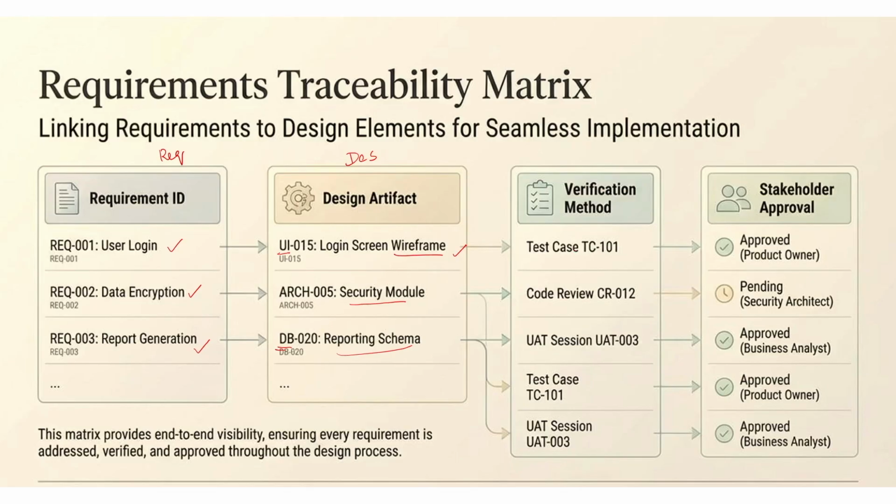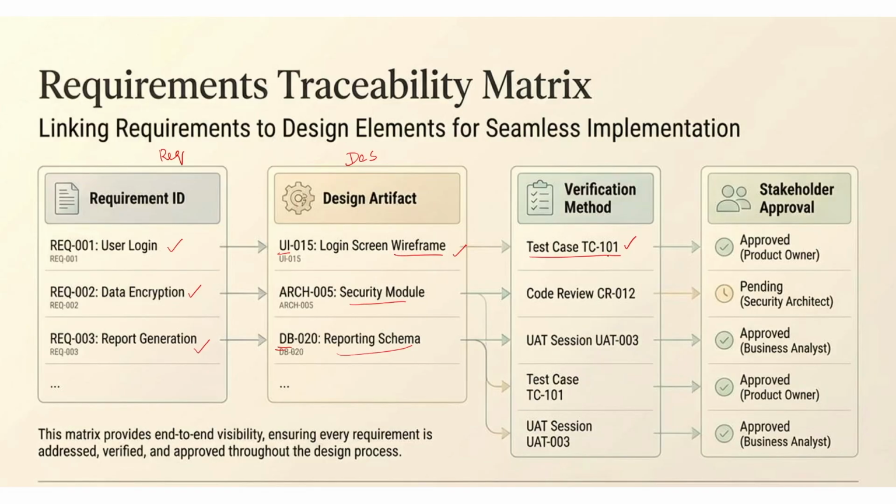So that login screen has to be checked with this test case TC101. This TC might have a set of credentials, say a username and password. If that verification is done and that test case has been passed, you can go for the stakeholder approval and mark it as approved. Who has approved? The role called the product owner.